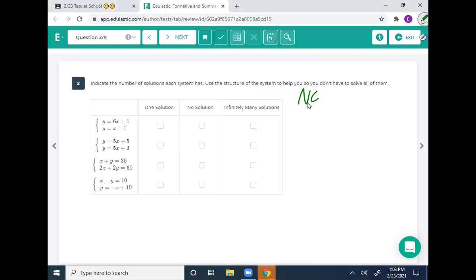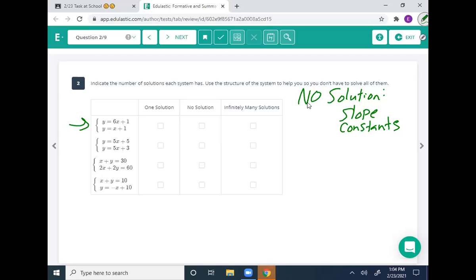No solution. What do we know that looks like? We talked about this yesterday. What did it look like when you were looking at equations like this? What did we notice about the slope? What did we notice about our constants? No solutions means they have what in regards to the slopes? Olivia? No slope.